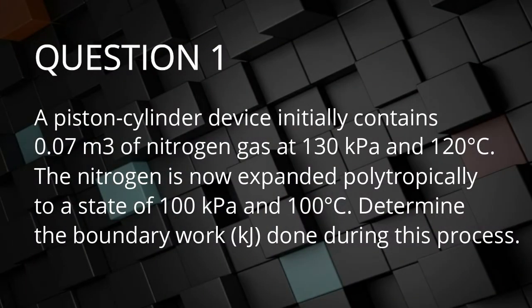Question number 1. A piston cylinder device initially contains 0.07 meter cube of nitrogen gas at 130 kilopascal and 120 degrees C. The nitrogen is now expanded polytropically to a state of 100 kilopascal and 100 degrees C. Determine the boundary work in kilojoule done during this process.